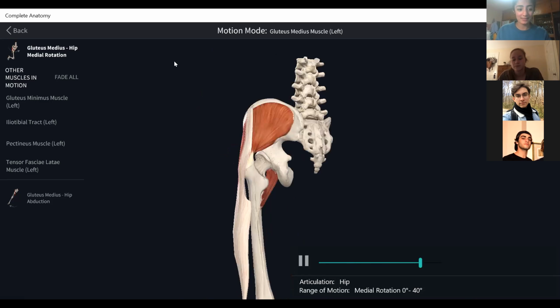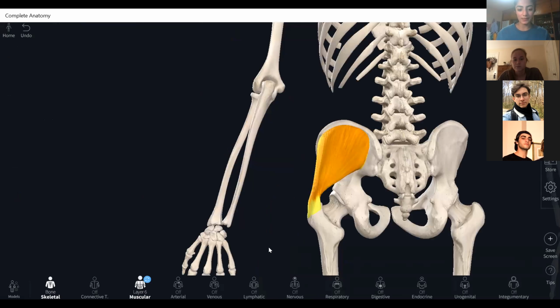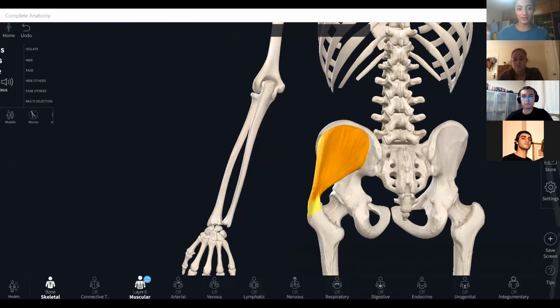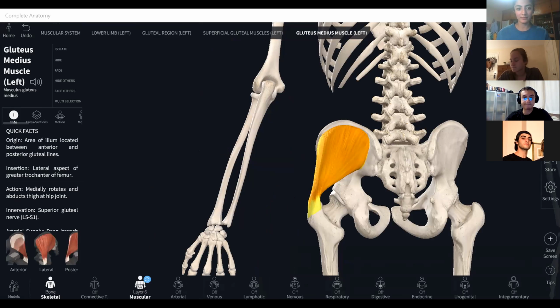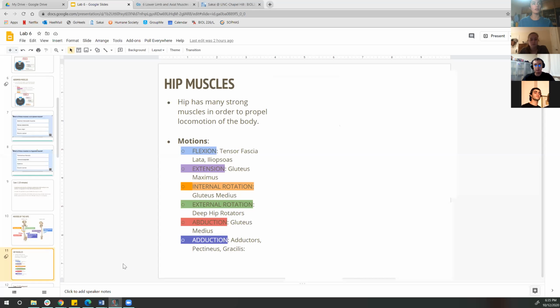Does that make sense? And again, I do not think that this is an intuitive motion, but what I want to make sure everyone understands is how to use Complete Anatomy to check motions and actually see them happening in real time. So, okay, did that help a little bit? Maybe, hopefully. Okay, let's jump back here.